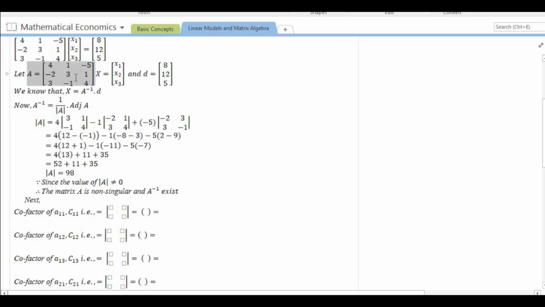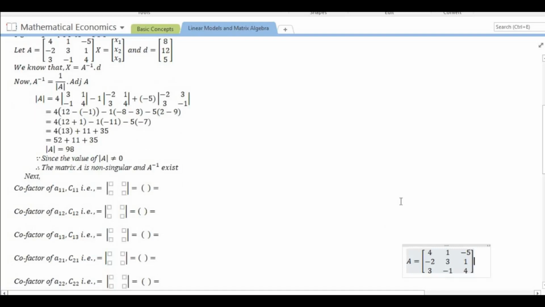Before proceeding, let me copy this coefficient matrix somewhere here so that it will be easy for me to refer. Now cofactor of A11, which is the element present in the first row and first column, which is 4. What about its positional sign? 1 plus 1 is equal to 2. 2 is an even number, so we have plus sign.